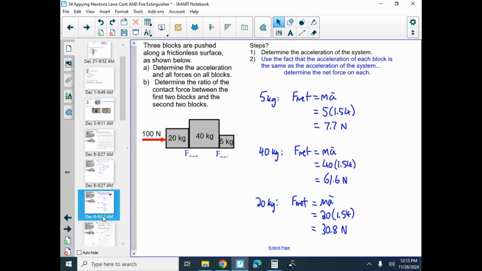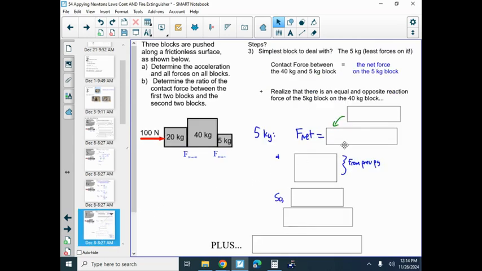So the next step is to say, well, if we know the net force, the one I'm going to pick on next is the 5, because it's the easiest. There's only the one force on it. If I know the net force on it, then I can talk about what the force is between these two. We've actually isolated out what this force of the 40 on the 5 really is. It's going to be the 7.7, obviously, right?